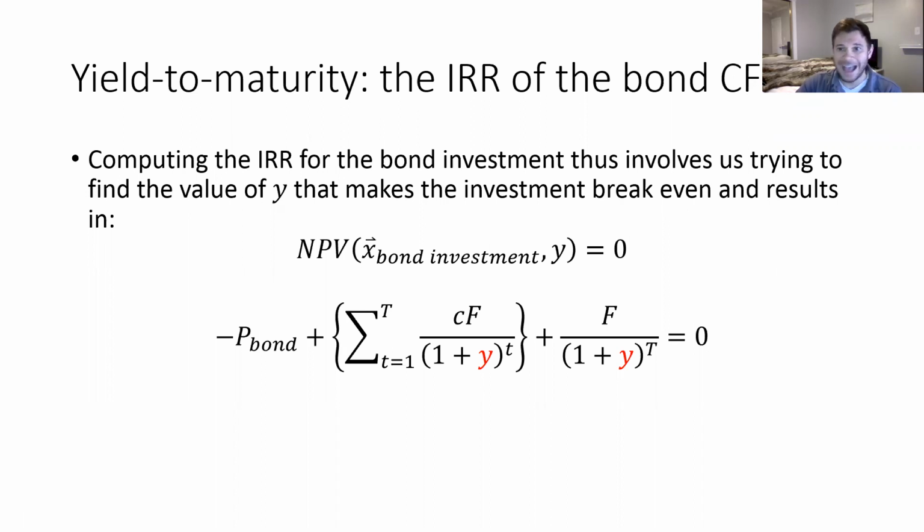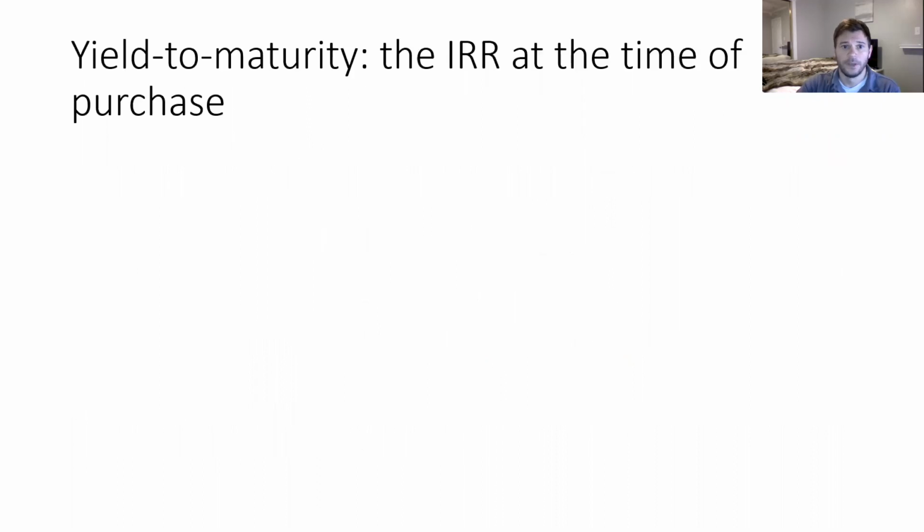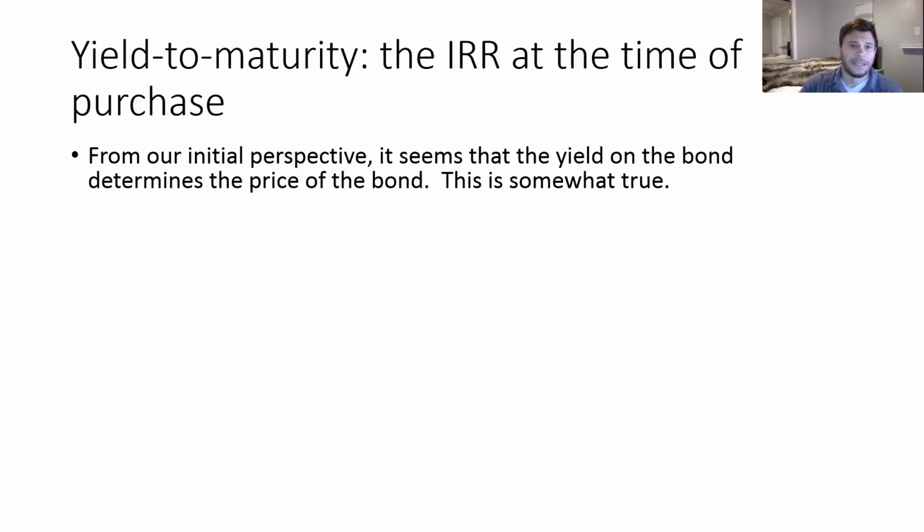And so what we've actually shown here, by thinking about the internal rate of return of the bond's entire cash flow as an investment, including that outflow of the price, P with the subscript bond, is that the yield to maturity is literally the internal rate of return of the bond's cash flow stream as a full investment. So the IRR is the yield to maturity if you're thinking about the bond purchase as an investment here.